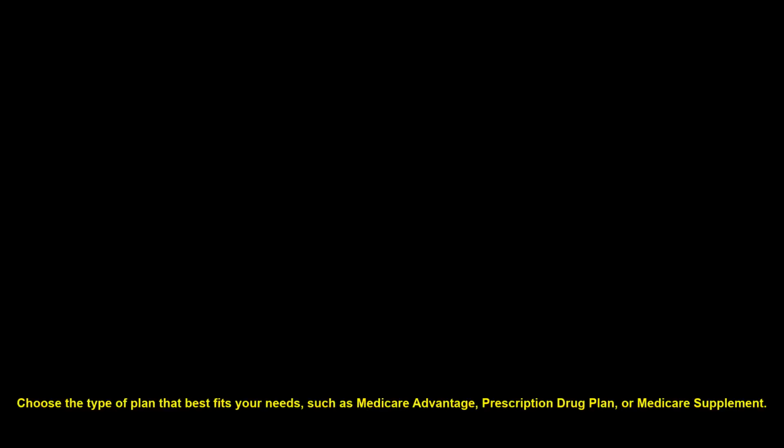Choose the type of plan that best fits your needs, such as Medicare Advantage, prescription drug plan, or Medicare supplement. Once you select a plan, click on it to get more details. Review the coverage options and benefits associated with the plan. If the plan meets your requirements, click on the Get Started or Enroll Now button.